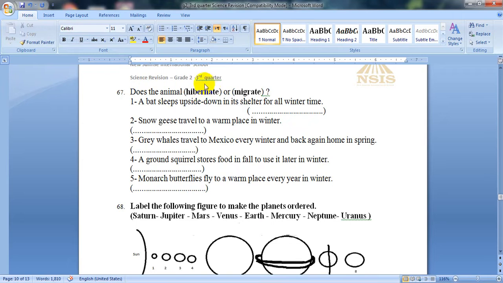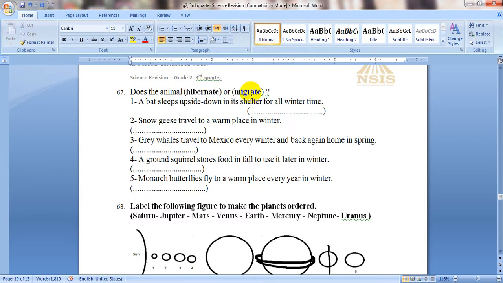Hibernate means that the animal will go into a deep sleep-like state in winter. It cannot live in such cold weather, so it will sleep inside its shelter. During this time, all the activities inside its body will slow down. Breathing, heartbeats, the digestive system, everything inside the animal will slow down. Why? To store its energy. It's not moving, it's still in its shelter.